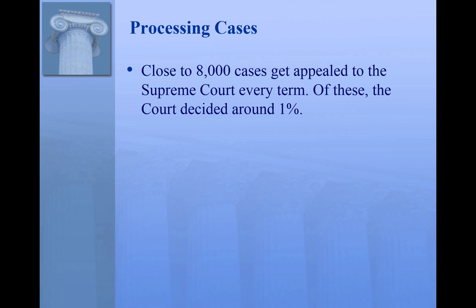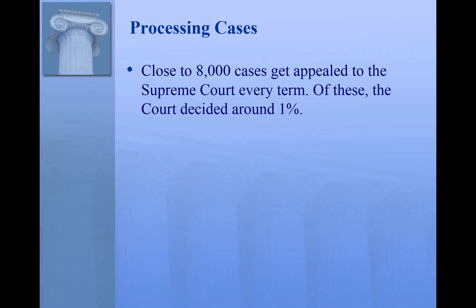So we see the numbers there of cases that come to the court each year. This does not mean the court decides all these cases that get entered on its docket. Close to 8,000 cases get appealed to the Supreme Court every term, and each one of them is assigned a docket number. But that doesn't mean that the court decides all of them. The Supreme Court has discretion. And that's an important term.